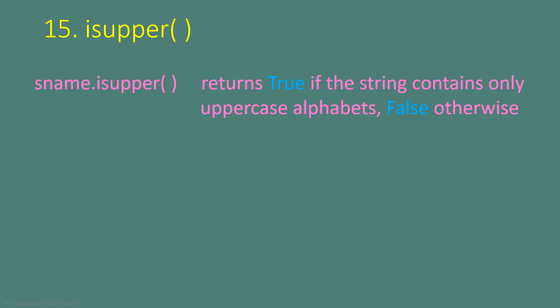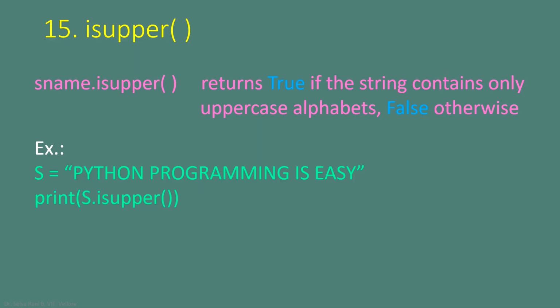isupper, which is in contrast to islower, this method returns true if the given string contains only uppercase alphabets. Otherwise, it will return false. The syntax is string name dot isupper(). For example, let s is equal to "PYTHON PROGRAMMING IS EASY", in which all the characters are uppercase letters. If we print s.isupper(), then we are getting the result as true.